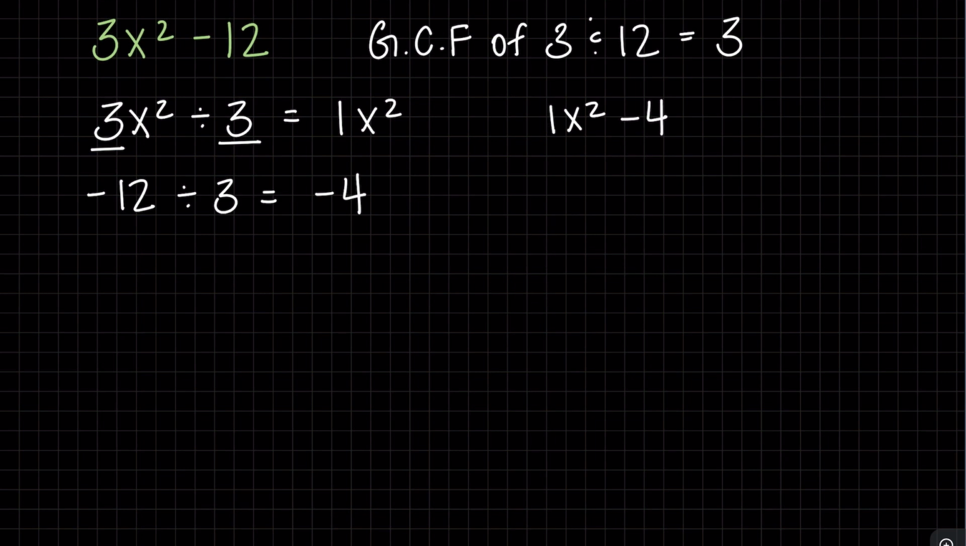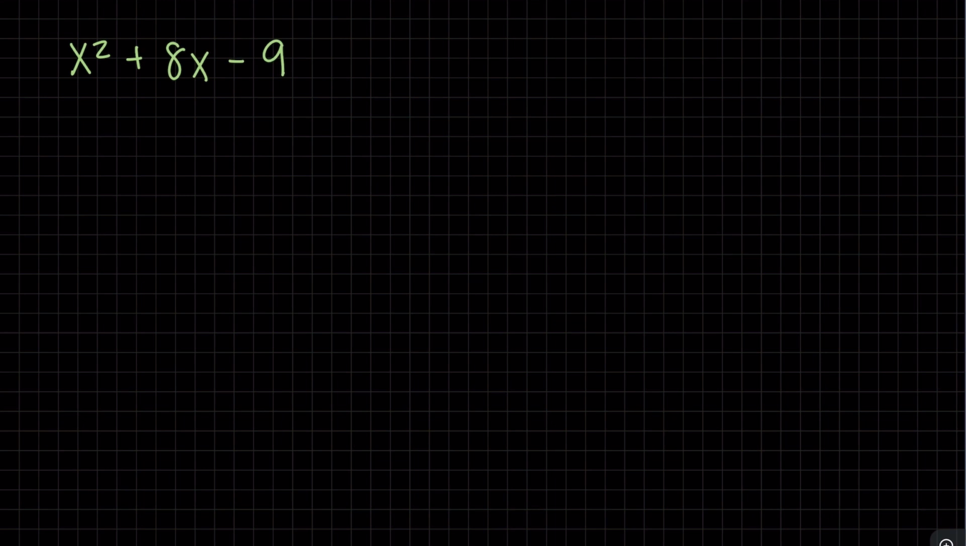Now remember, we factored out this 3 here. So anytime you find the greatest common factor, you're basically finding a number to factor out. So we are going to throw some brackets around the 1x squared minus 4 and stick our greatest common factor in front. So that when we multiply 3 times 1x squared, we get 3x squared. And if we multiply 3 times negative 4, we get negative 12, which is our original equation. So let's take a look at another problem here.